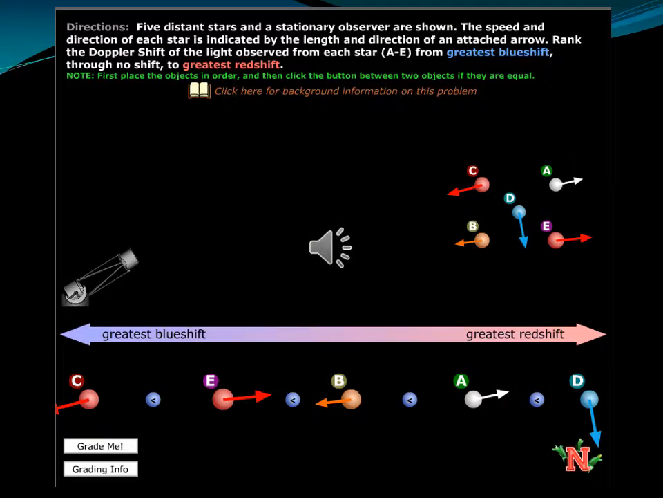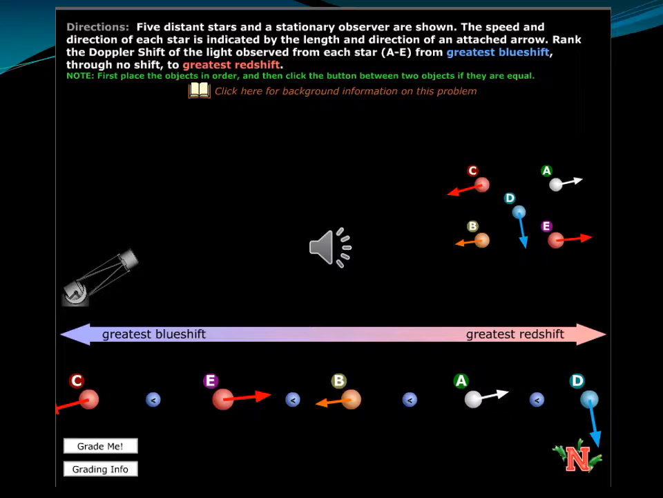So here's a screen grab from that particular interactive, and right here you've got stars A, B, C, D, and E. Now notice that the stars are different colors. But remember, what does the color of a star tell you? It doesn't tell you about its motion. They don't move that fast.